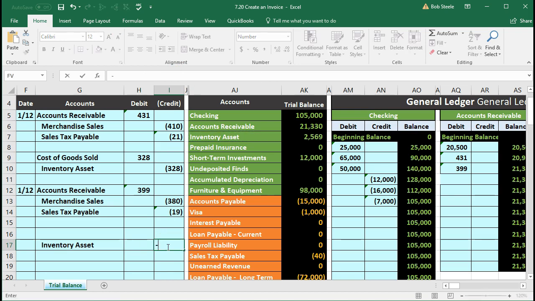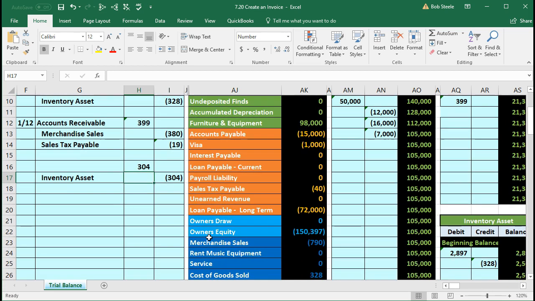The amount's going to be a negative 304. That's the cost of the inventory. We're going to debit something for 304. When we gave up that inventory in order to help generate revenue, we have an expense.